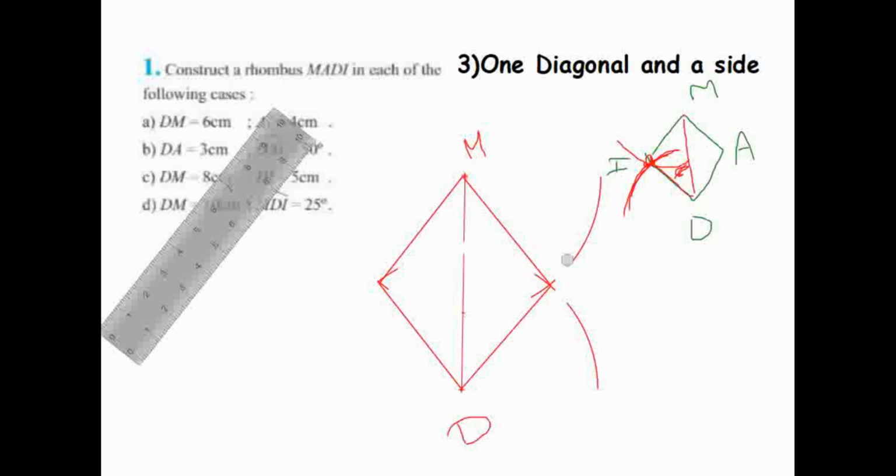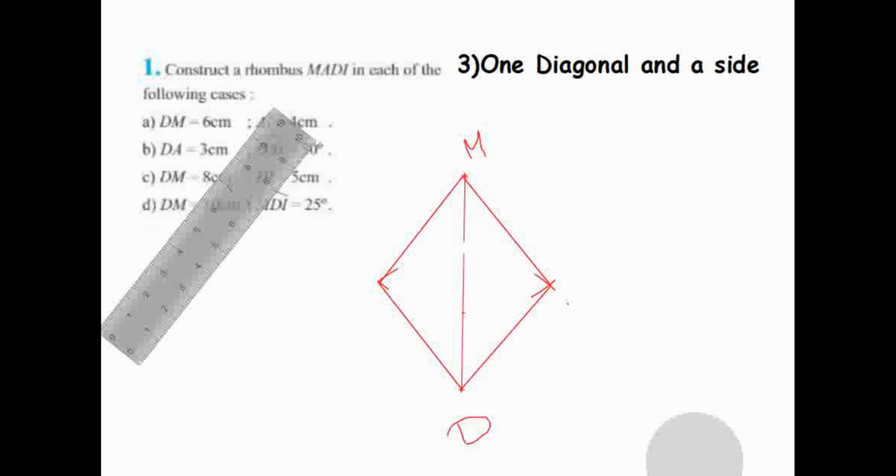Okay, and yeah, actually I cannot erase it very precisely, so I'm going to erase my draft and just put the name of this rhombus. So it is MADI. Also, always please remember to put them in the correct order. So MADI, and that is our rhombus drawn.